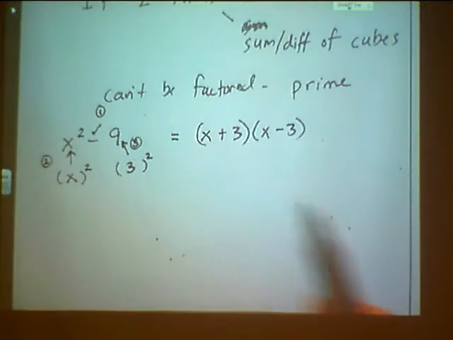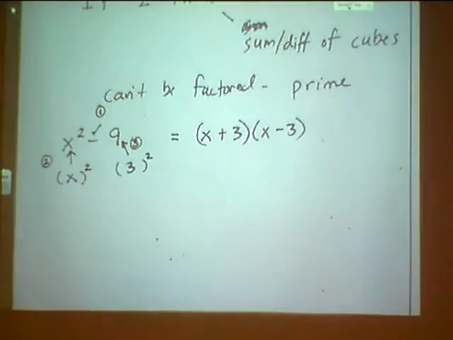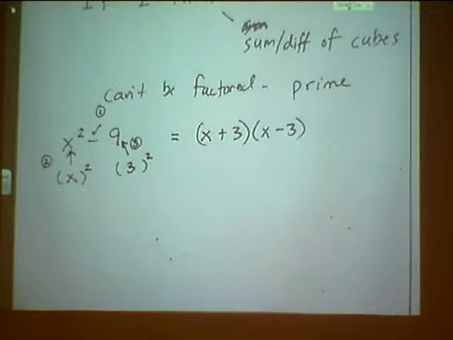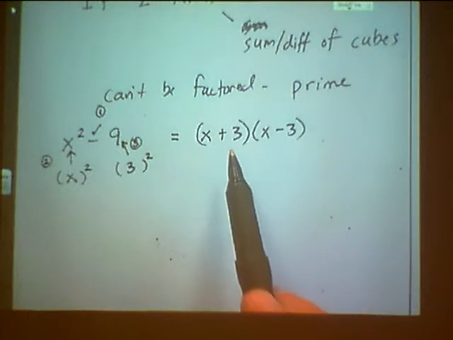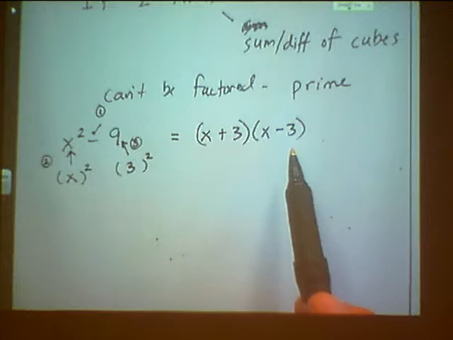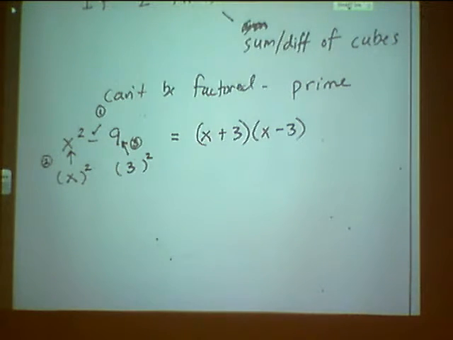So x squared minus 9 equals x plus 3 times x minus 3. If you would take the time to go ahead and multiply out those 2 parentheses, it would equal x squared minus 9. So that's factoring by difference of squares. And let me just do a couple more quick examples.